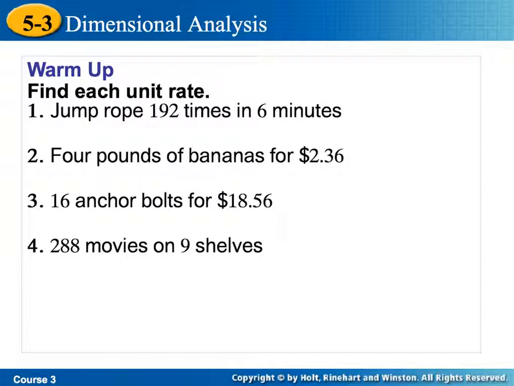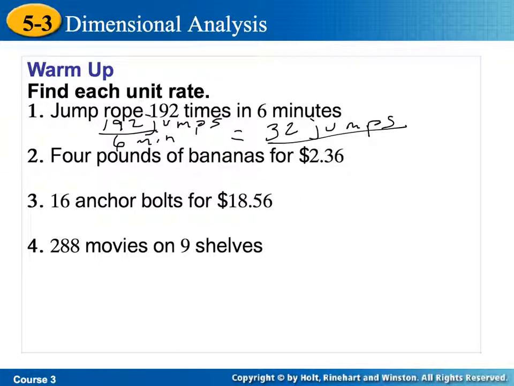All right, so the very first thing, what I like to do in these situations is, first off, you need to start with a rate to get to your unit rate. So the very first one, you jump rope 192 times in 6 minutes. Well, we are going to take 192 over 6 minutes. Don't forget to have your labels. 192 jumps in 6 minutes. And when I divide that by 6, because I want that bottom number to be 1, remember, my answer is 32 jumps in 1 minute. Okay, 32 jumps per minute.